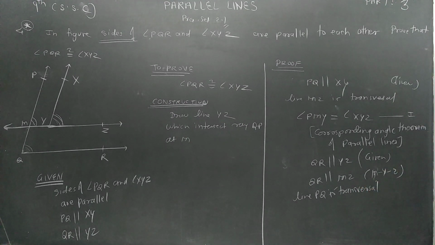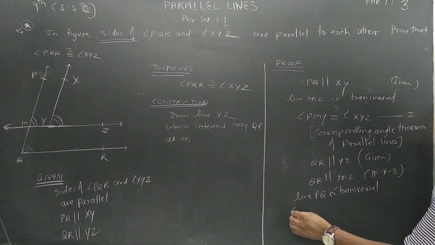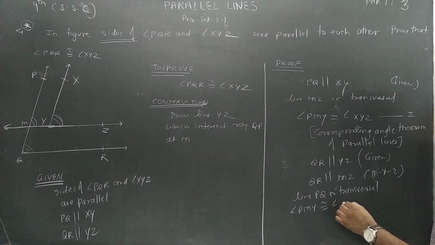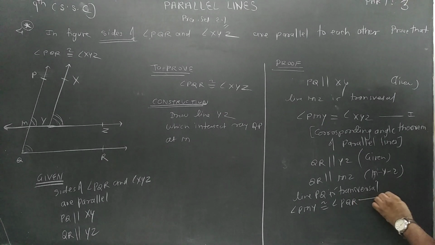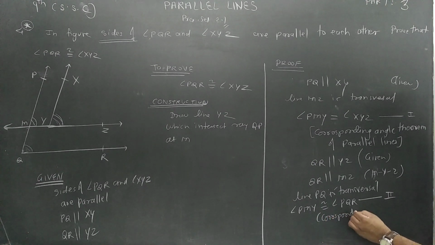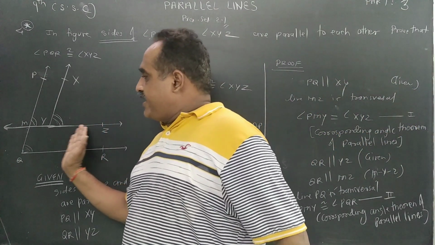If PQ is transversal, I can write that angle PMY is congruent to angle PQR. Take it as equation 2, and the reason to write here is corresponding angle theorem of parallel lines. Correct? Look again, this is what I did, I have extended it.